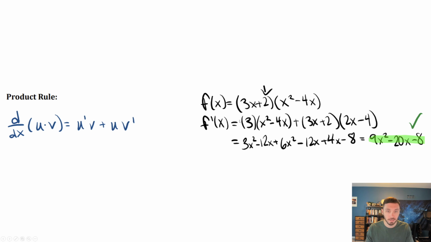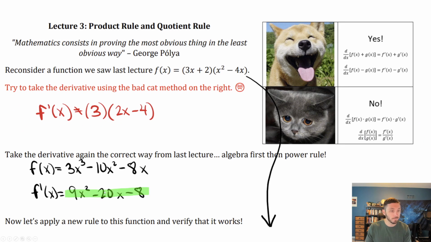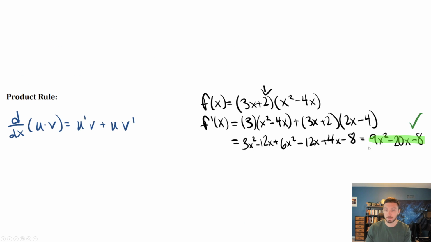So u prime is this 3 and v is this x squared minus 4x. This is u and this is v. Then we would add: keep the first one the same and multiply that by the derivative of the second. So the first one is the same here, and the derivative of the second is 2x minus 4. This literally is the correct answer. If you were to multiply it out and combine like terms, you get that same 9x squared minus 20x minus 8 expression above. Voila, this is the product rule. Derivative of first, keep second, plus keep first, derivative of second.